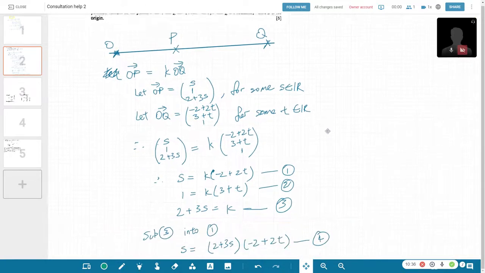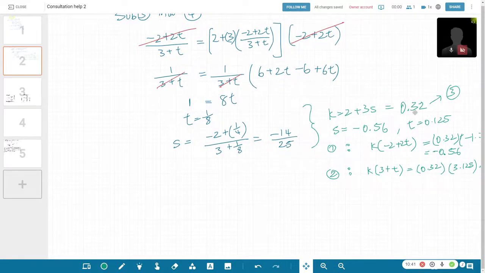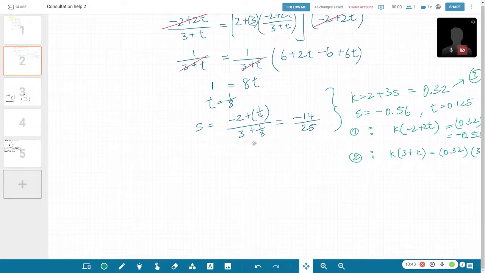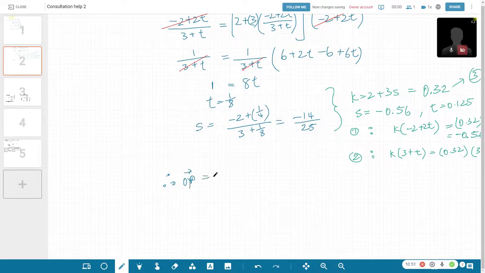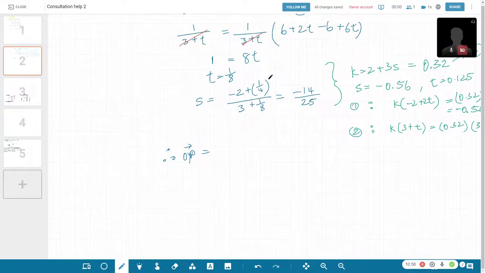Find P and Q. S, 1, and 2 plus 3S. We already have 2 plus 3S, which is 0.32. Therefore, let's change back to blue. OP equals, okay, what do I have again? S, 1, and 2 plus 3S. I will get S as negative 0.56. I think I will just leave it as the decimal. Negative 0.56, 1, and 0.32. That's the OP.